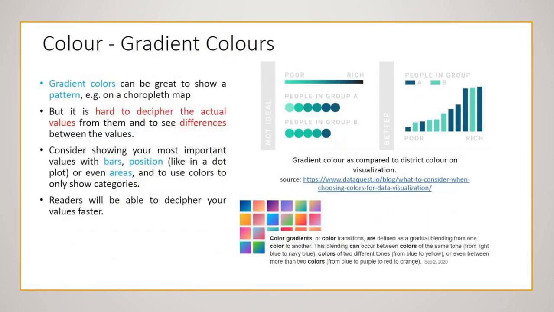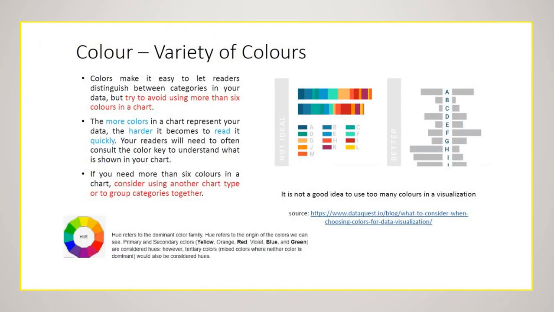And then this one, variety of colors make it easy to let readers distinguish between categories in your data, but try to avoid more than 6 colors in a chart. Okay, kalau macam ni, warna pun hampir sama, jadi it makes it difficult for the target audience to identify the difference. Ada colour yang hampir sama, right? Jadi susah untuk kita nampak kategori. Dah mungkin confusing juga. Mungkin antara H dengan M hampir sama warna dia. Okay. C dengan D pun hampir sama.